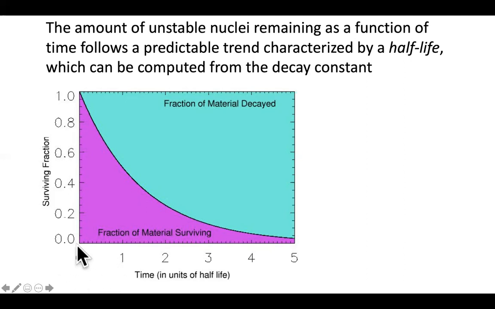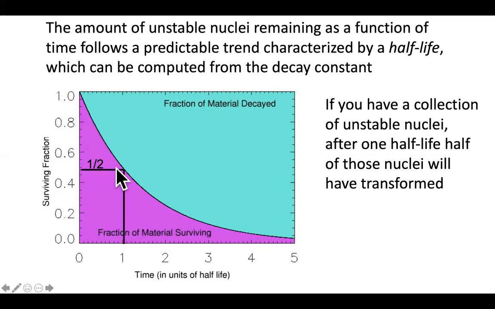Now, I could give this units of years or days or whatever, but what I'm going to measure time in for this is half-lives. Half-life is a unit of time, and it is basically the time that it takes half of the material to transform. So after one half-life, half of the material is still in its original form, half of it has undergone alpha or beta decay.